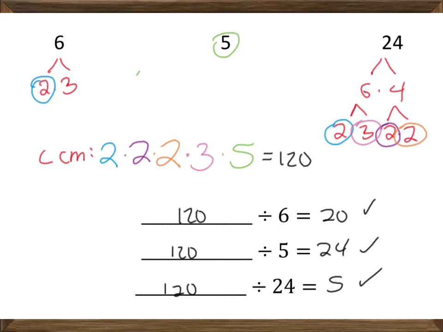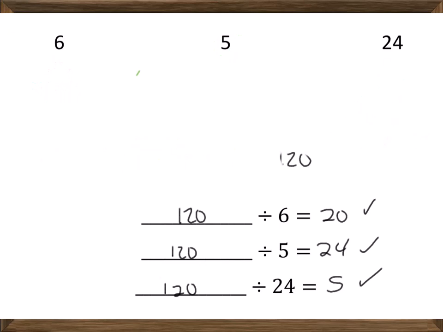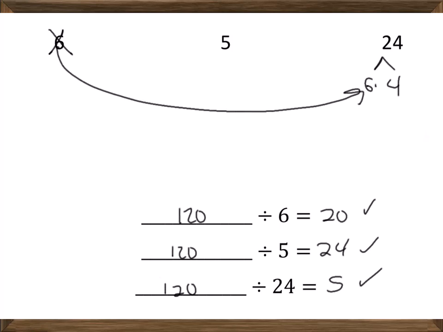Is this the only way to think about this problem? It isn't. Let's think about it a different way. Let's think about the numbers 6 and 24. Did you notice that 6 is already a factor of 24? By definition, if a number is a multiple of 24, it is also a multiple of 6. So I don't have to include this in my calculations. The 6 is already taken care of if I include the 24.